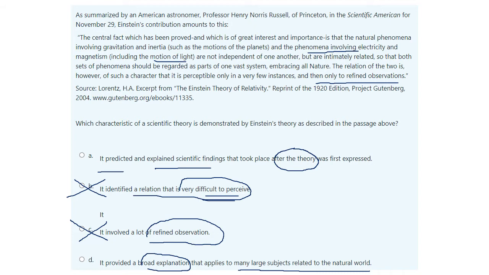Predicting something that would take place in the future, this passage does not include anything that would take place later. The passage does talk about the broad explanation. So they are not independent, they are intimately related. This is the explanation. And it does talk about large subjects. We're talking about gravitation and inertia of the planets and electricity and magnetism. These are large areas. And then the natural world, well, it does talk about embracing all of nature. It's quite a difficult question, but D is the best answer.